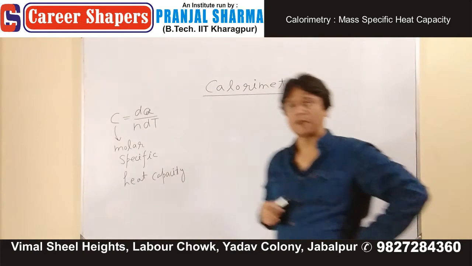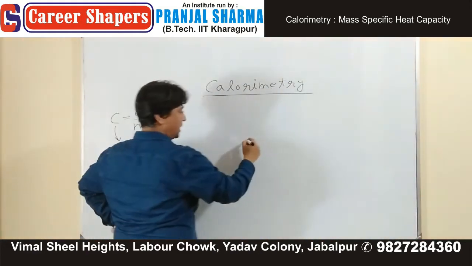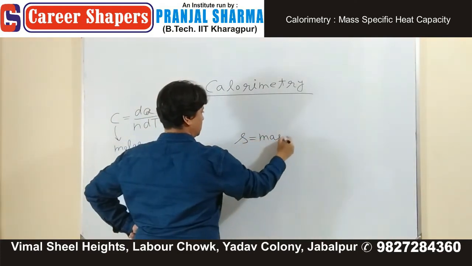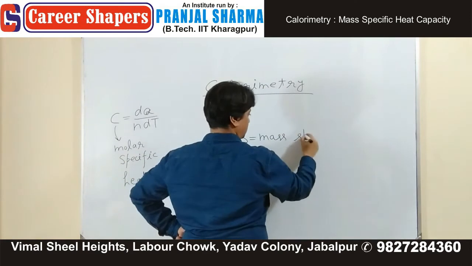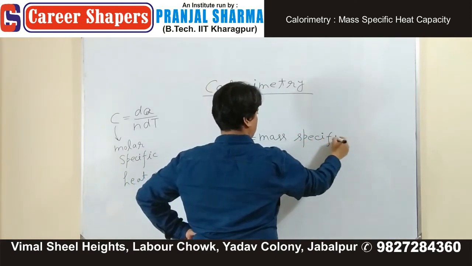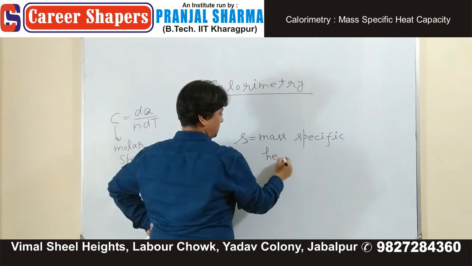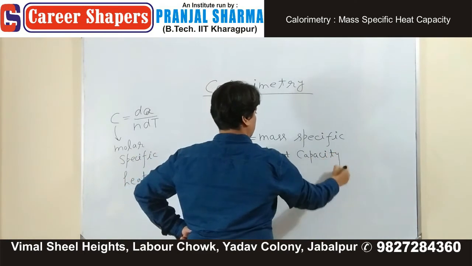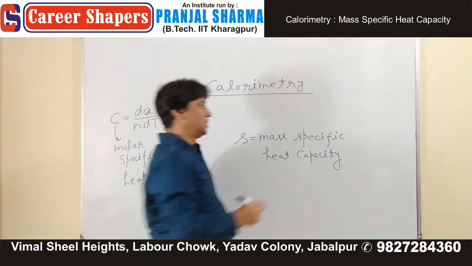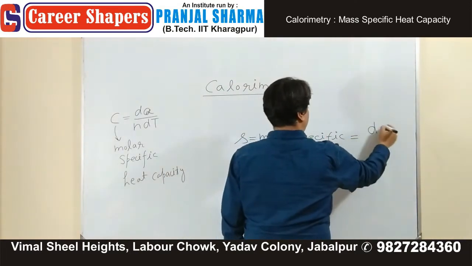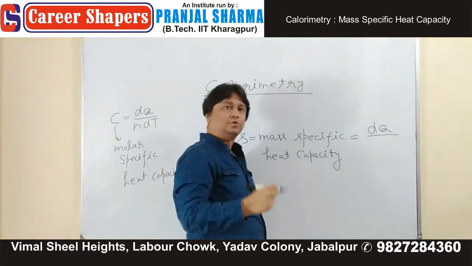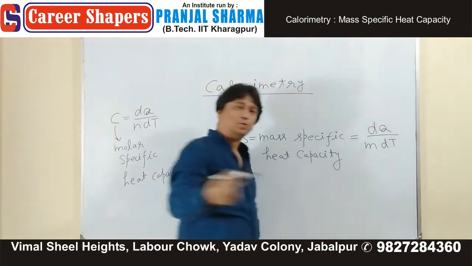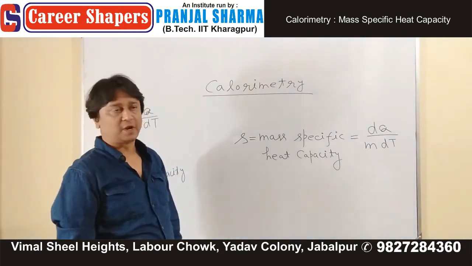In calorimetry, we discuss S, which is called mass specific heat capacity. What is mass specific heat capacity? The amount of heat required to change the temperature of unit mass by unit change in temperature.